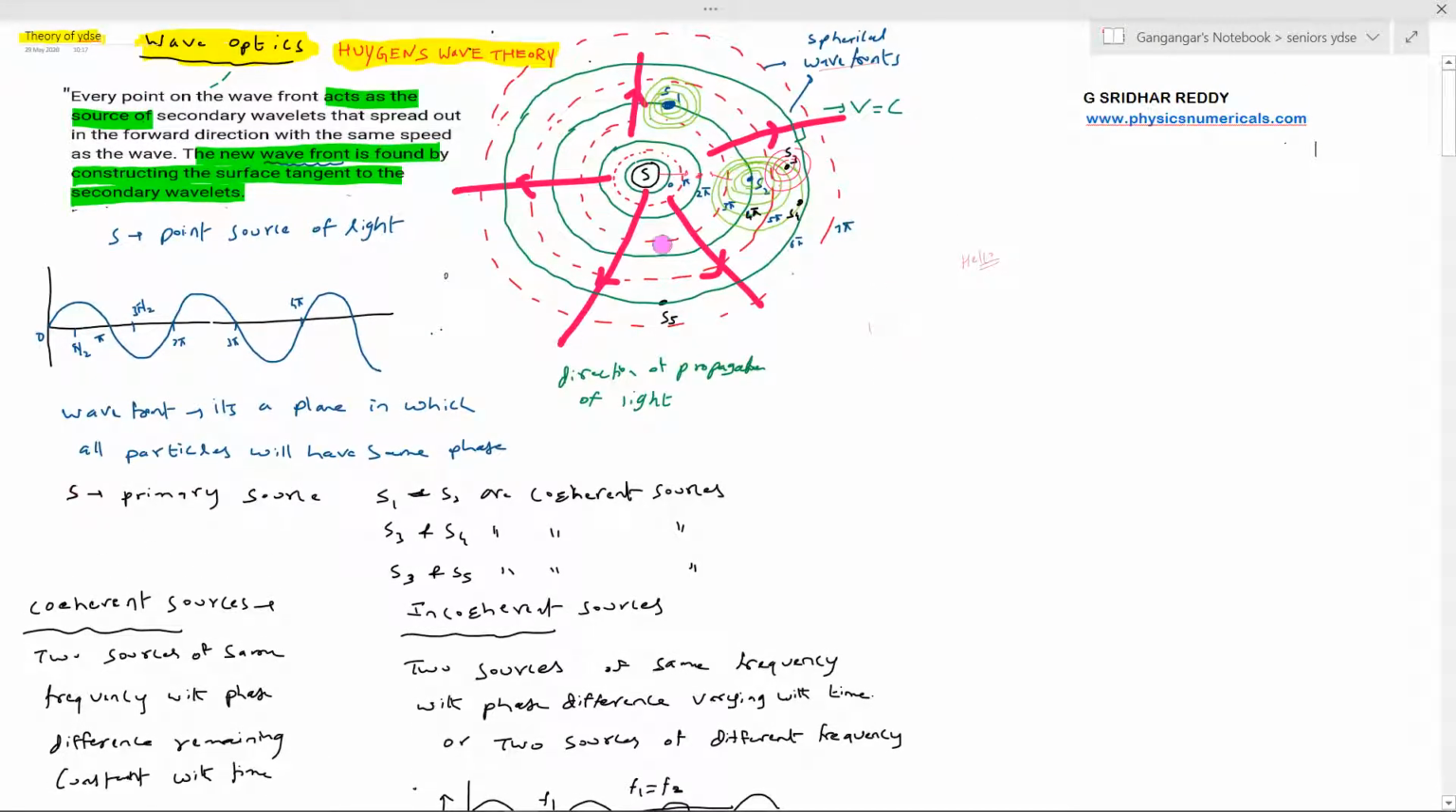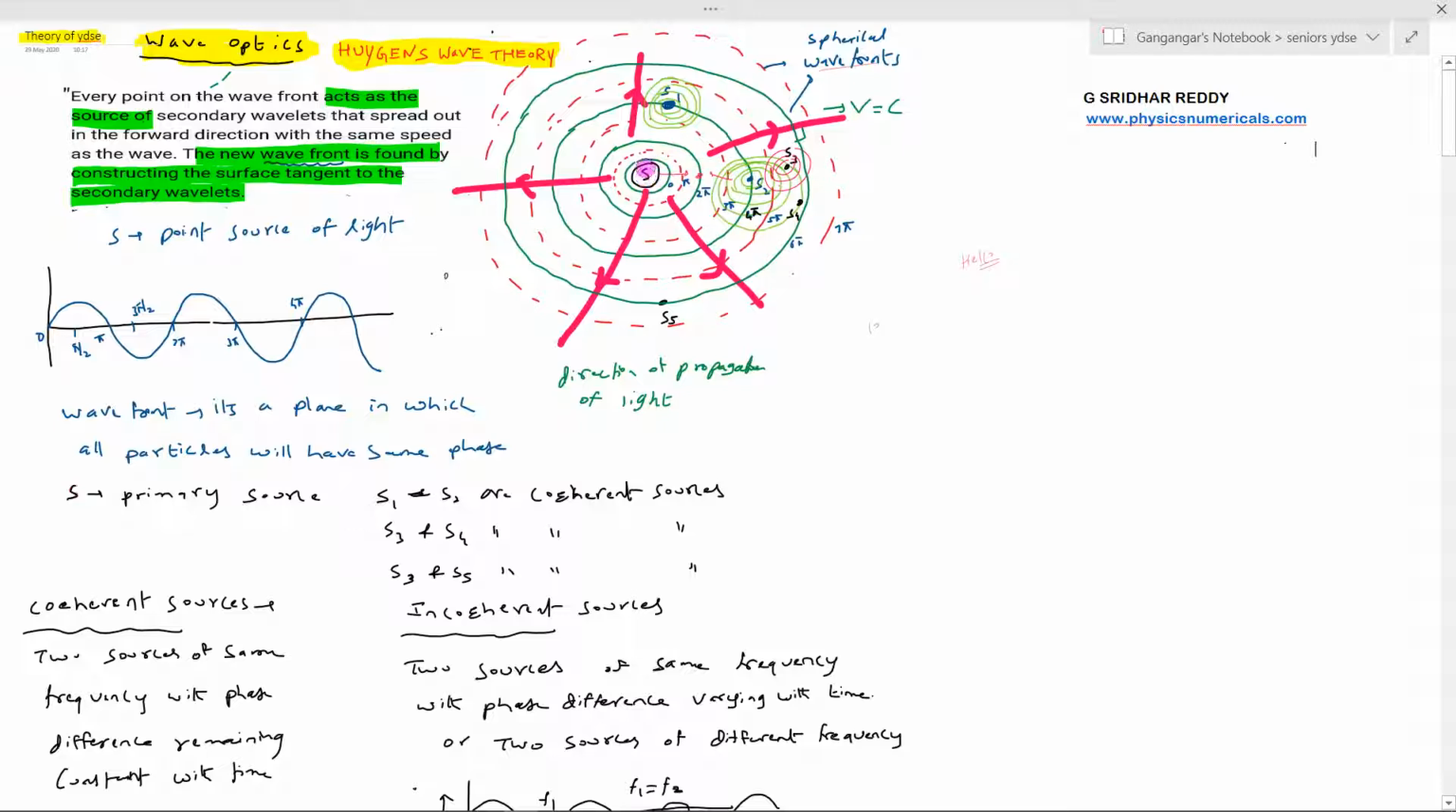Now the Huygens wave theory. It's a very beautiful concept and very difficult for students to really imagine, so I'll give some suitable examples to make it easy for you. This S is the primary source. What do I mean by primary source? A candle flame, a tungsten filament bulb, or nowadays modern LED bulbs. They emit light. Then how does that light wave, that light energy, propagate? That is what we are trying to understand here.